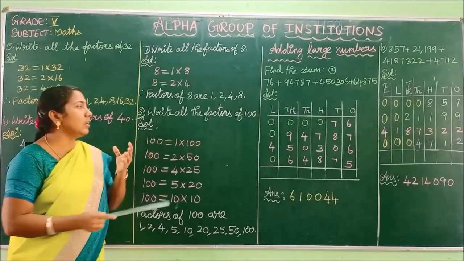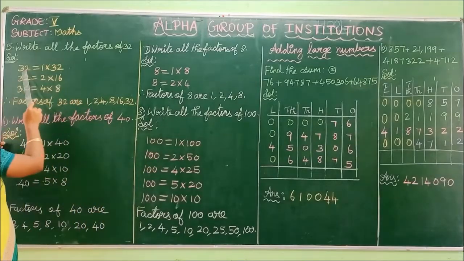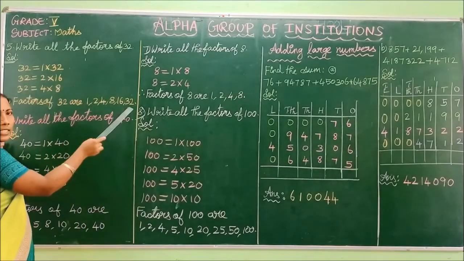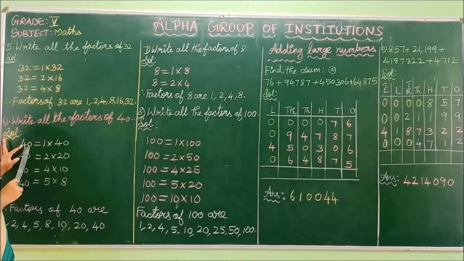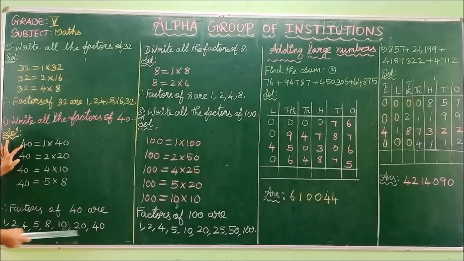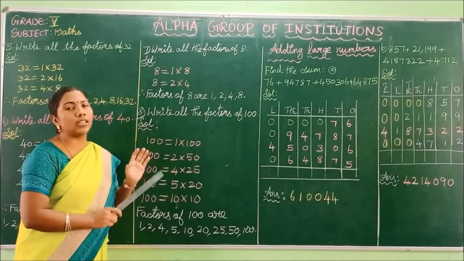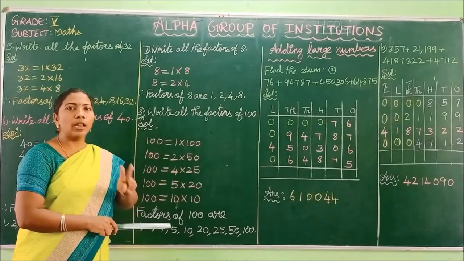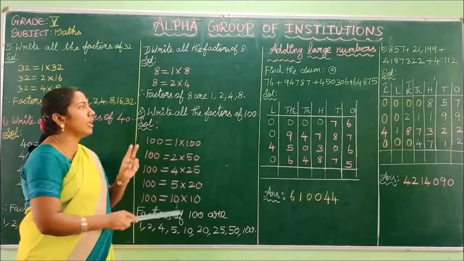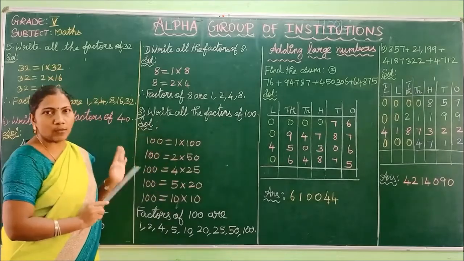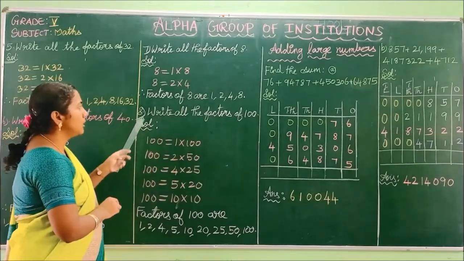See here, we have taken 32, it has the factors 1 and itself. Here we are taking 40, so it has the factors 1 and 40. Thus we can easily conclude every number has 1 and itself as its factor. That is, we can say every number has 2 factors basically: 1 and itself. Let us see the last sum.